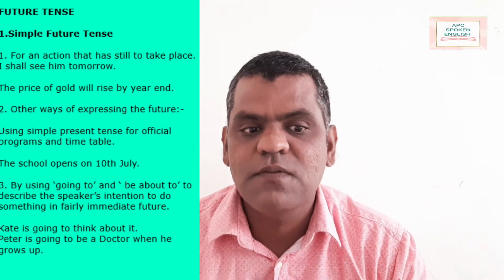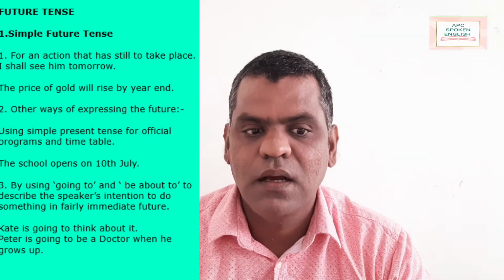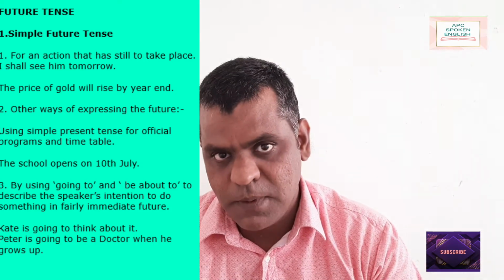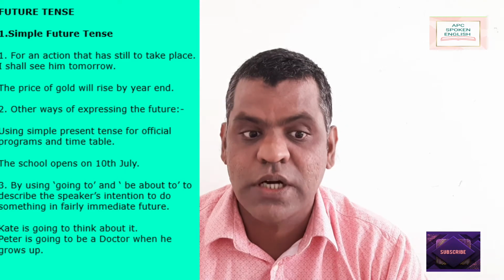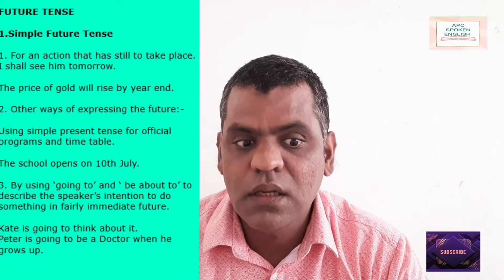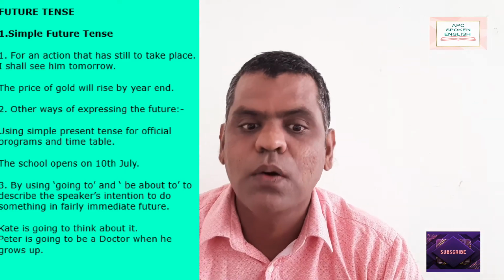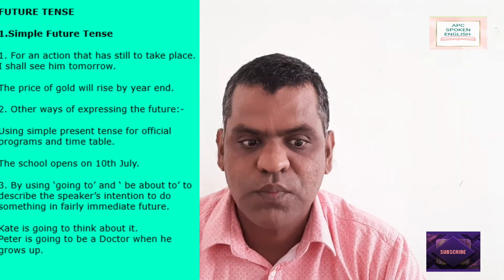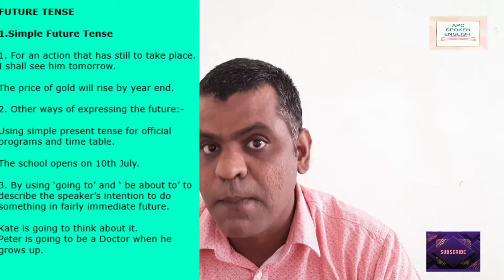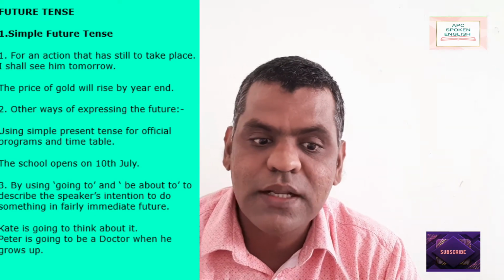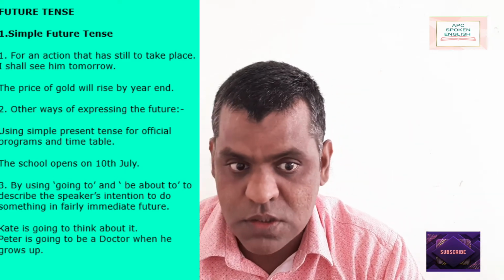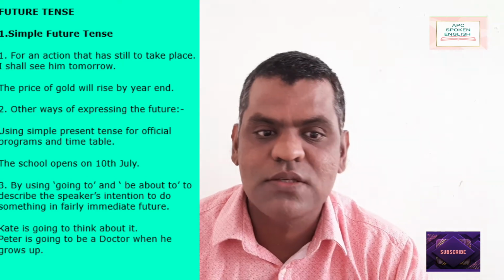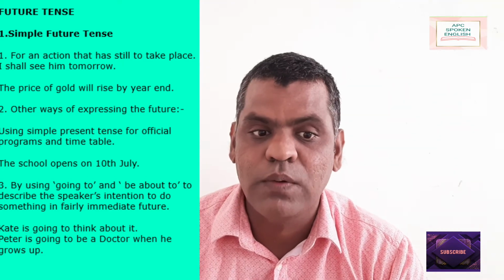Using simple present tense for official programs and timetables. For example, the school opens on the 10th of July. Here the simple present tense is used, but it indicates future time. Again, you can learn here to use going to or be about to describe the speaker's intention to do something in the fairly immediate future. For example, Kate is going to think about it. Peter is going to be a doctor. The action will be completed in future, but we have used the phrase going to to indicate that action. That is what we have to learn here.